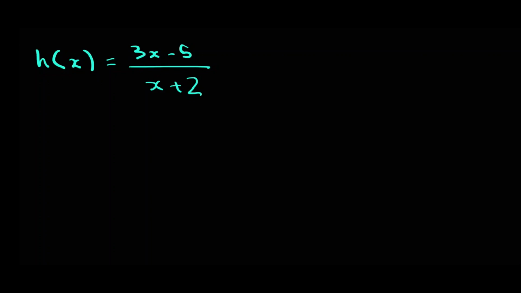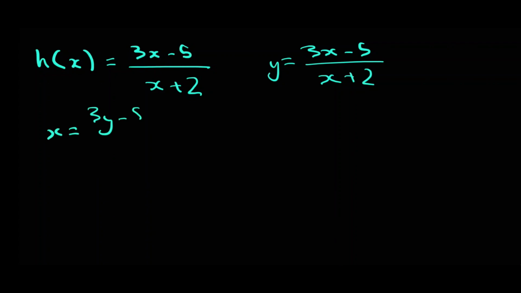Let's do one final practice question. See if you can find the inverse of h(x) = (3x - 5)/(x + 2). So first I'm going to write it as y = (3x - 5)/(x + 2). And then I'm going to swap the x and the y. So now it's x = (3y - 5)/(y + 2). And then we just rearrange.